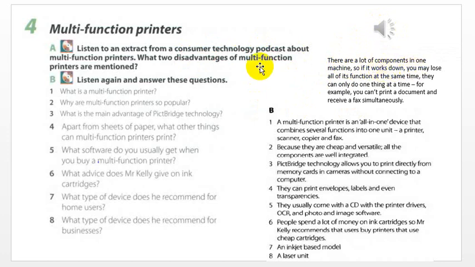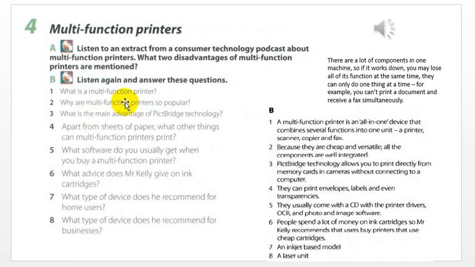The first one, there are a lot of components in one machine, so if it breaks down, you may lose all of its functions at the same time. They can only do one thing at a time. For example, you can't print a document and receive a fax simultaneously.